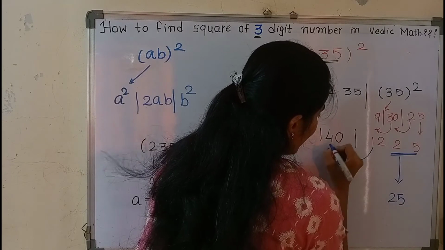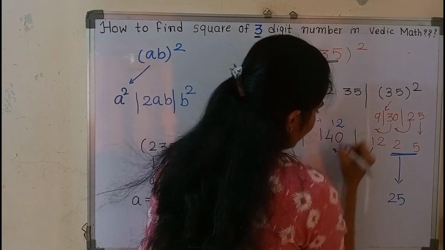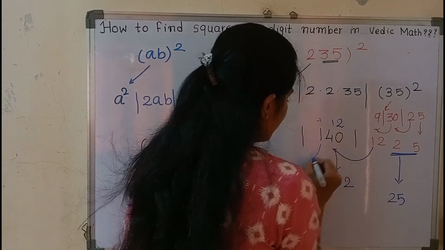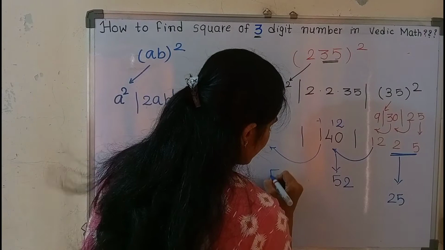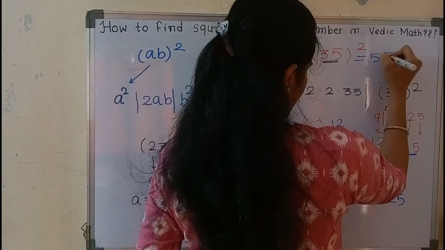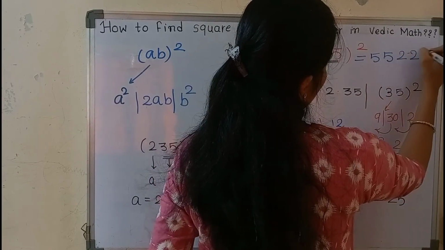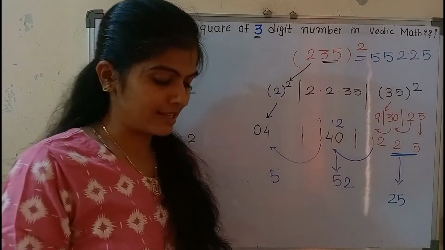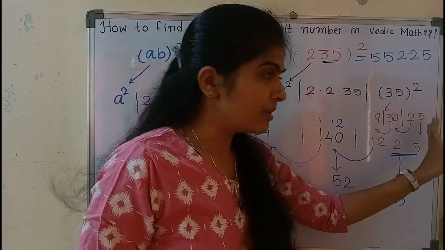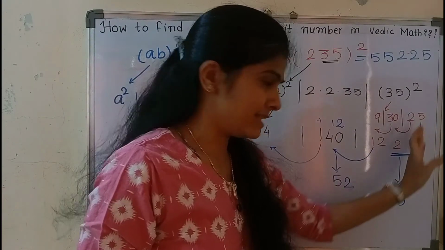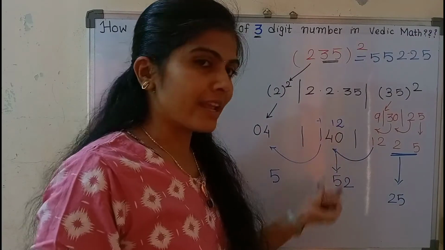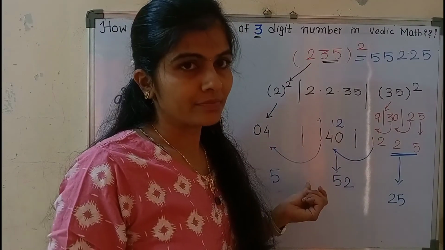So if I add 12, let me add them. Okay, so 152. I need to write just 52 over here. This one will go as a carry, and 4 plus 1 is 5. So I can say that my answer is 55225. You can check this answer. Please friends, keep this in mind. In the case of a 2-digit number, we were just taking one digit down and another digit as a carry. Here we will write down two digits and the rest of the digits will go as carry.